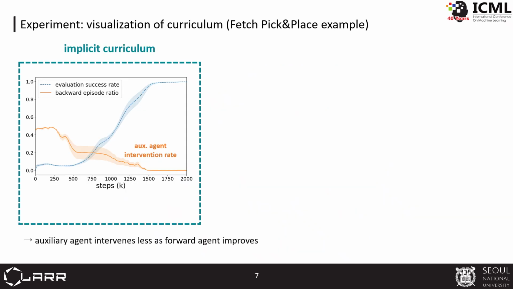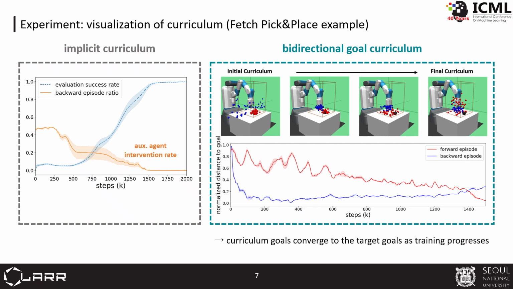Here are the visualizations for the implicit and bidirectional curriculum for the fetch, pick, and place environment. As expected, the auxiliary agent intervenes less as the forward agent improves. Likewise, the forward and backward curriculum goals indicated by the red and blue dots converge to their respective targets both qualitatively, in the top figures, and quantitatively, in the bottom graph, as training progresses.